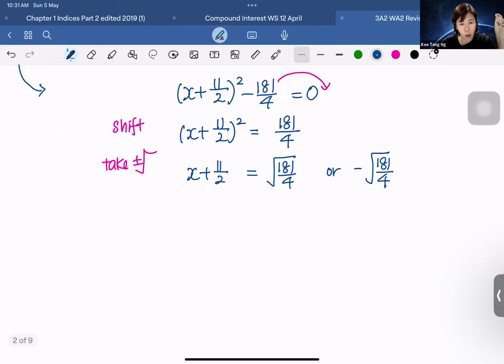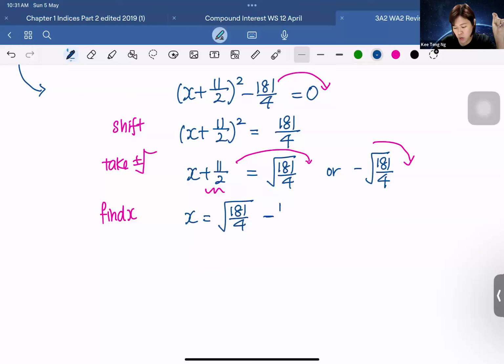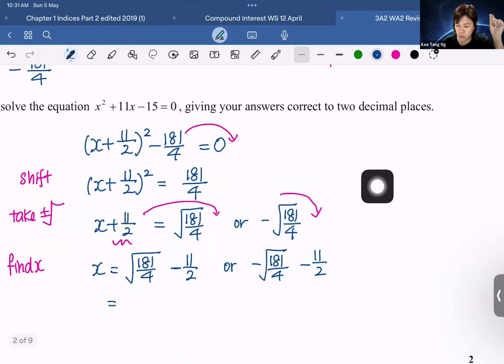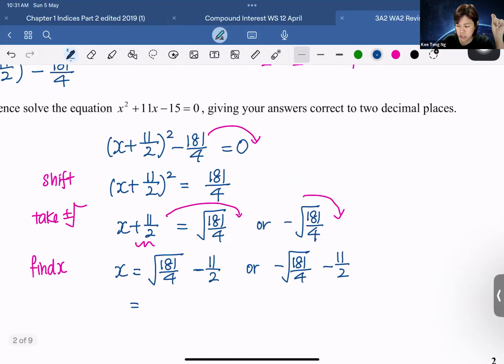Then next, find our x value. Okay, this is plus 121, so I'm going to minus. Remember, subtract 11 over 2, this is outside of the square root. And now let's read the question, giving your answer to 2 decimal places. So we're going to follow the question.